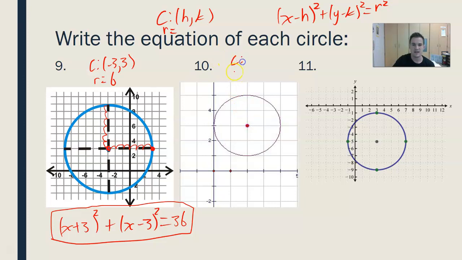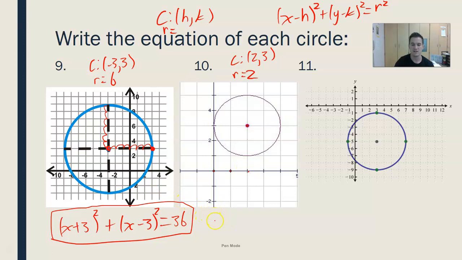Okay, number 10 here. Let's find the center and the radius of this circle. The center here is right here, which looks to be 2 in the x direction, 1, 2, 3 in the y direction. So (2, 3). And then the radius seems to be 1, 2 units. So the radius is going to be 2.